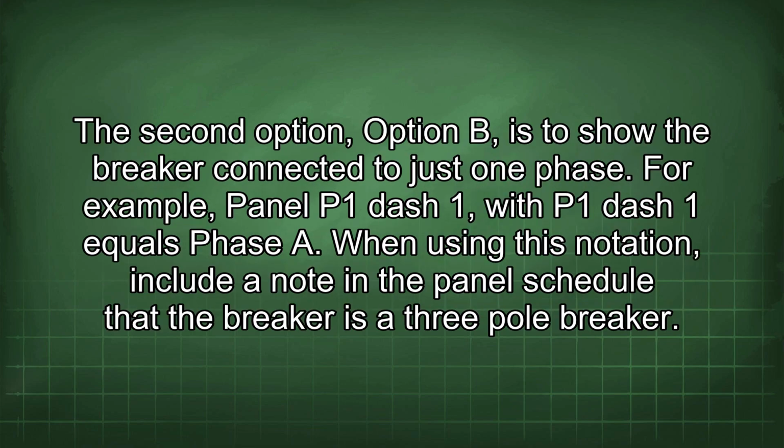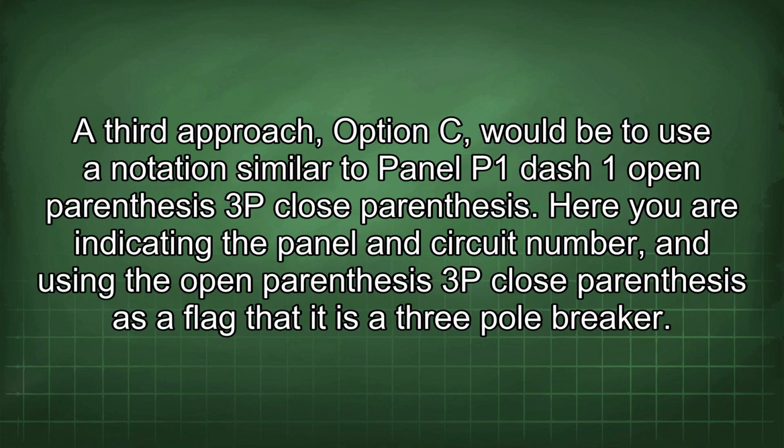The second option, option B, is to show the breaker connected to just one phase. For example, panel POM-1 with POM-1 equals phase A. When using this notation, include a note in the panel schedule that the breaker is a three-pole breaker. A third approach, option C, would be to use a notation similar to panel POM-1 (3P). Here you are indicating the panel and circuit number and using the (3P) as a flag that it is a three-pole breaker.